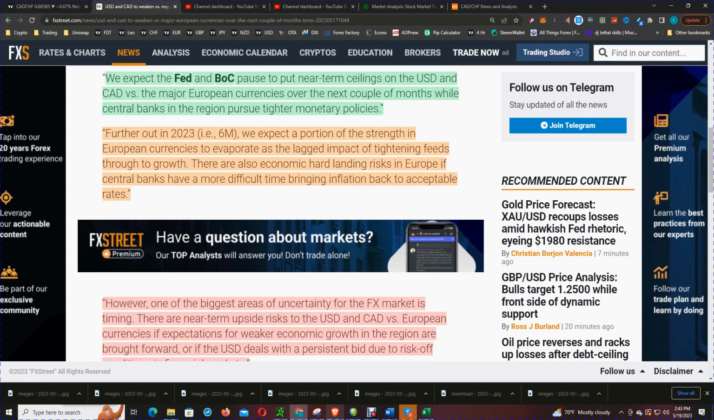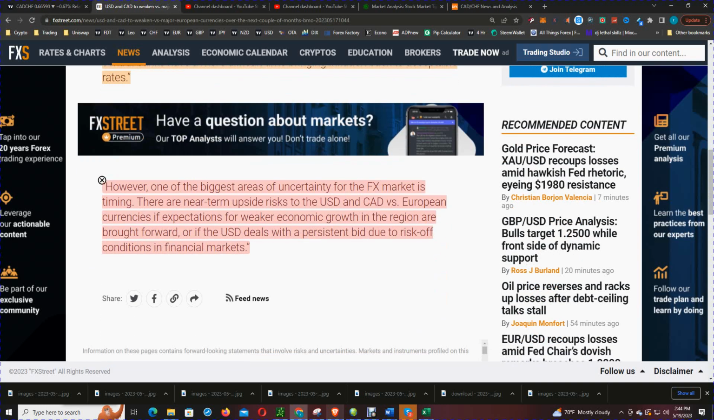Further out in 2023, we expect a portion of the strength in the European currencies to evaporate as the lagged impact of tightening feeds through to growth. There are also economic hard landing risks in Europe if central banks have a more difficult time bringing inflation back to acceptable rates. However, one of the biggest areas of uncertainty for the FX market is timing. There are near-term upside risks to the US dollar and CAD versus European currencies if expectations for weaker economic growth in the region are brought forward, or if the US deals with a persistent bid due to risk-off conditions in financial markets.